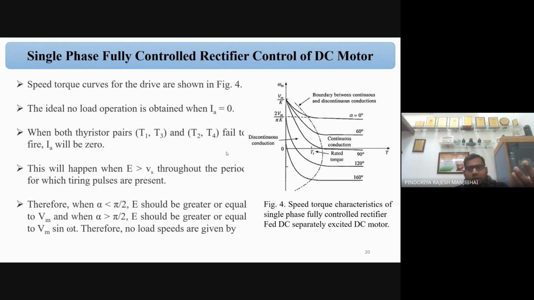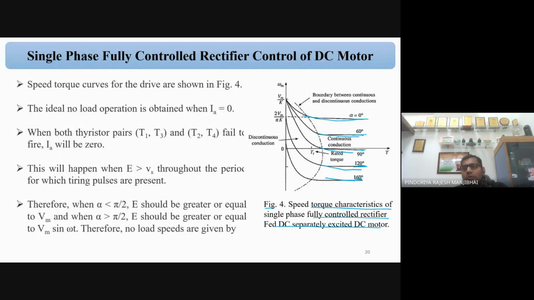Now we can define the boundary condition between the continuous mode and discontinuous mode. You can see figure 4, the speed torque characteristic of the single phase fully controlled rectifier fed DC separately excited motor. We already discussed this characteristic, the simple VI characteristic of the separately excited motor, otherwise the speed versus torque characteristic. Here there is a family of curves because of the different firing angles: alpha equal to 0 degree, 60 degree, 90 degree, 120, and 160.